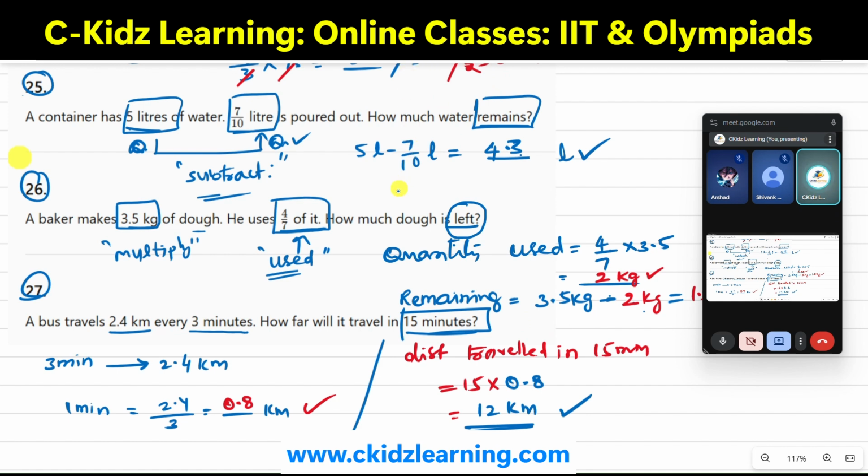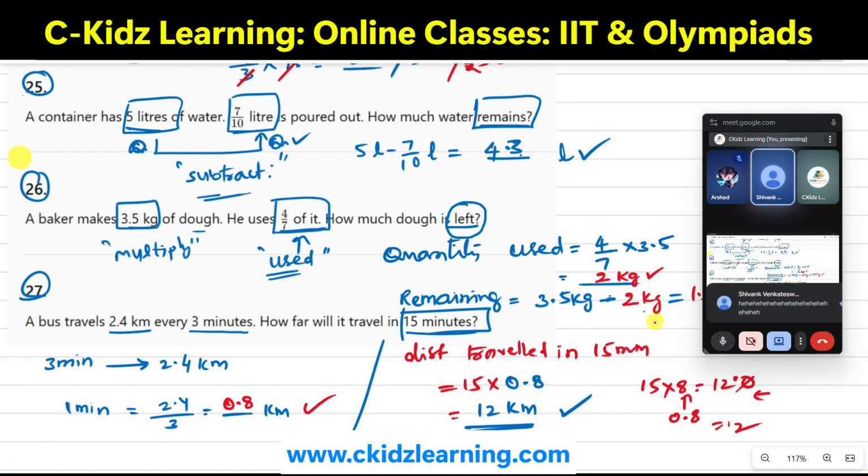Shiva, do you get the same? Sir, I'm doing it. Okay. Shiva, you can directly multiply 15 times 8. When you are multiplying a decimal, see, 15 times 8 is how much? 120. Since there is one decimal point here, just keep one decimal point in the result. So you get the answer as 12. Sir, I thought I got it.